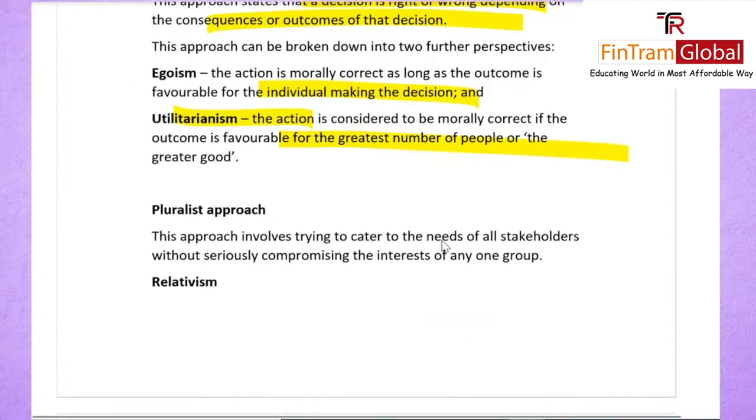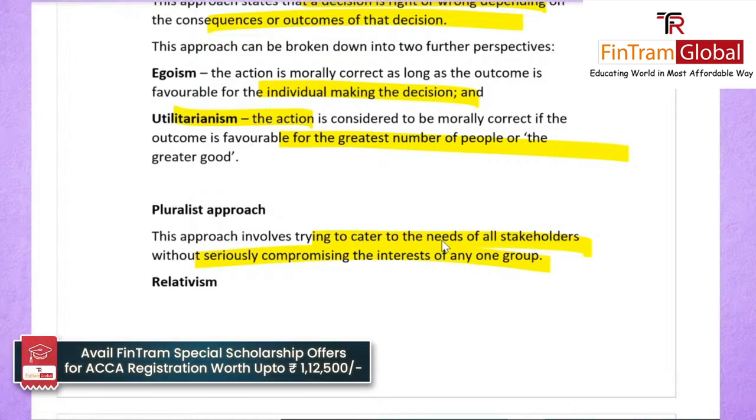You have a pluralist approach. Here basically you are trying to cater to the needs of all stakeholders without seriously compromising the interest of any particular group. So if you are making a decision, you will see how you can cater to the needs of a stakeholder. So how did we talk about this?